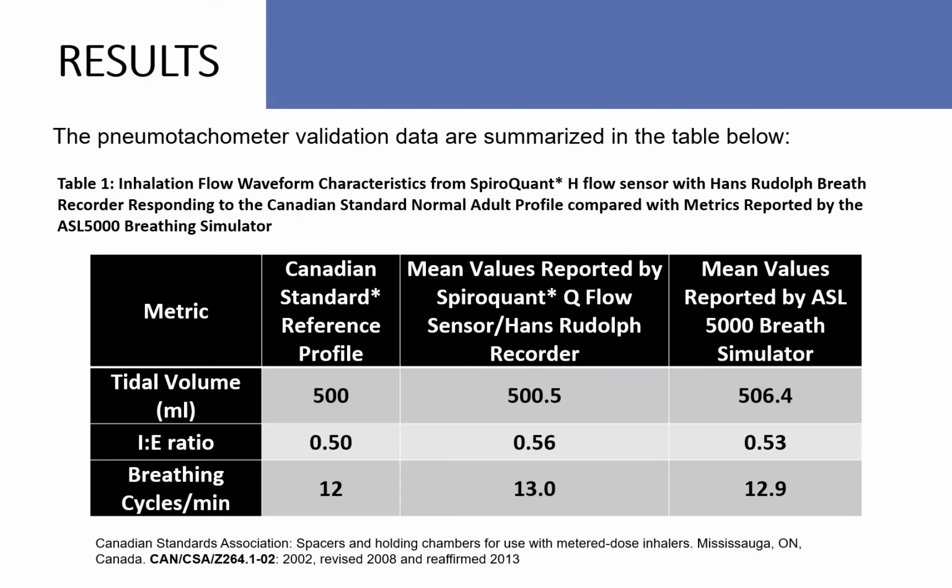We wanted to ensure that the Pneumotach measurements we were recording were valid. We were using a SpiroQuant disposable flow sensor along with a Hans Rudolph breath recorder. The disposable flow sensor is less accurate than a reusable, but for the sake of hygiene, we chose to use a disposable unit. So what we did was we had a 500 cc tidal volume that was recorded using our setup, generated by our ASL, and looking to determine how close we were to the recorded values. And as you can see here in the table, we're very close in terms of tidal volume as well as IE ratio.